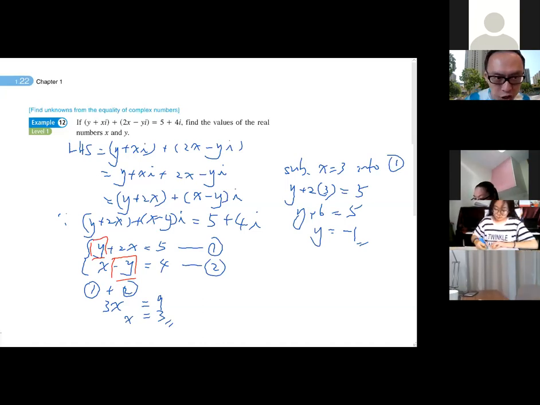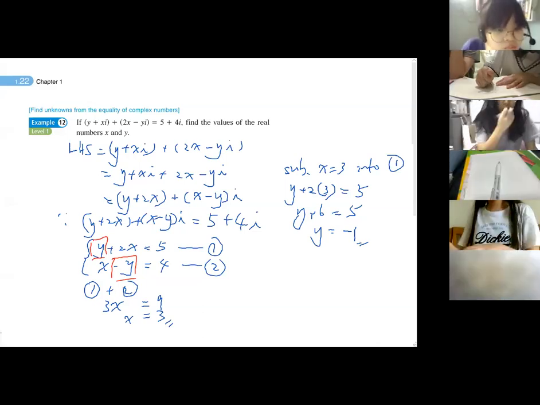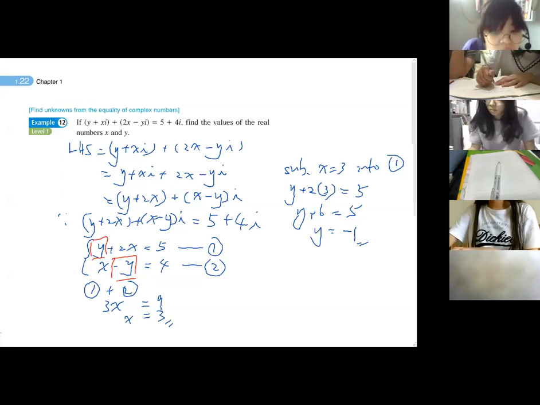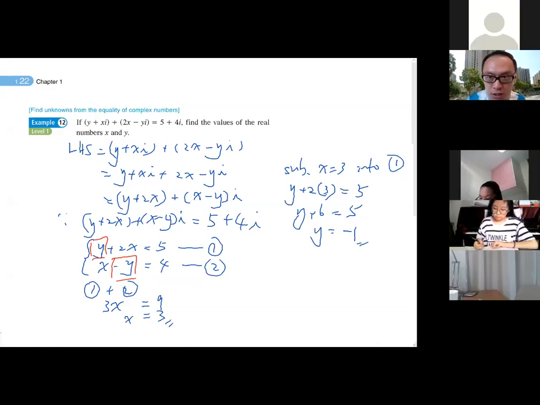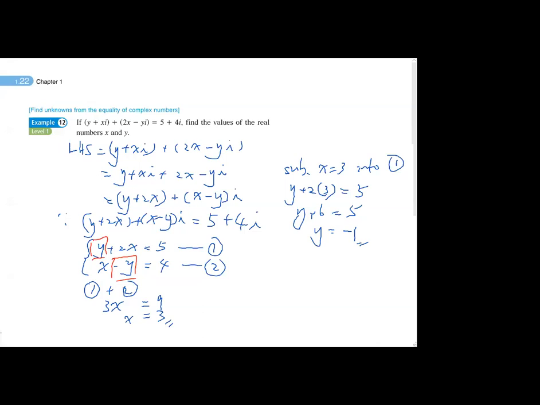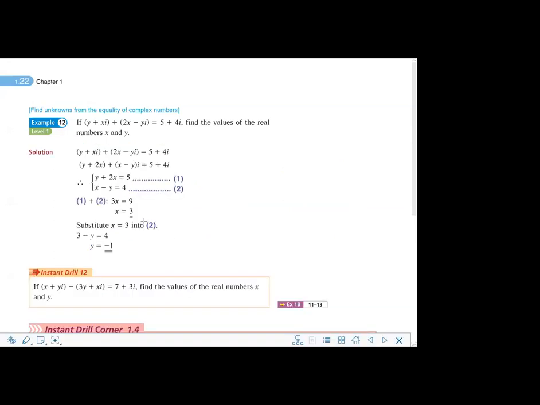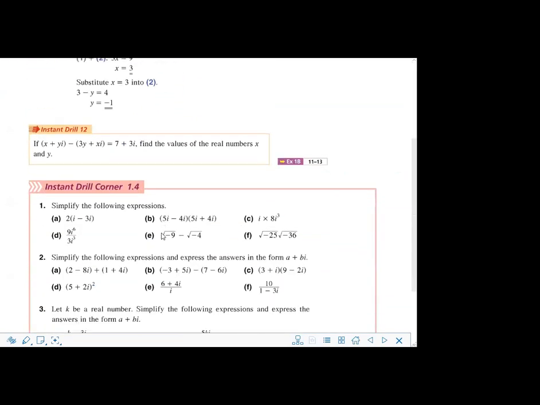If you're OK for both concepts and the calculations, please give me a like or give me a clap. If you are not OK for any one part or any one step, please raise your hand. Anybody need me to teach one more time? No, good. Okay, let's do the classwork. Please do the instant drill number 12.